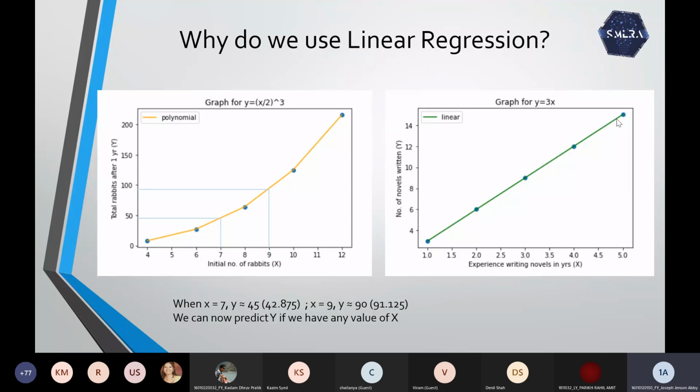All right. So in this linear regression, y equals 3x. Suppose I say x equals 2.5. You can immediately tell me what would be y if x is 2.5. Can anybody tell?